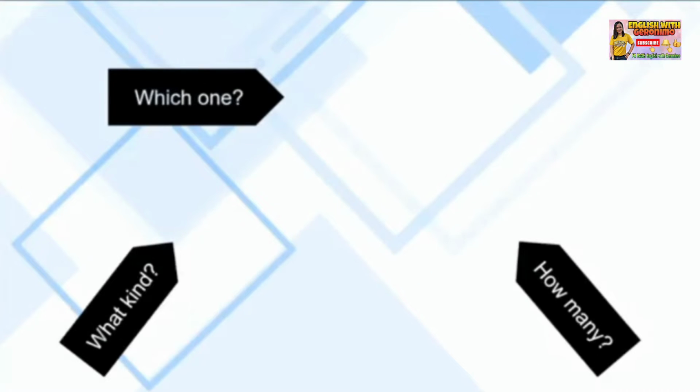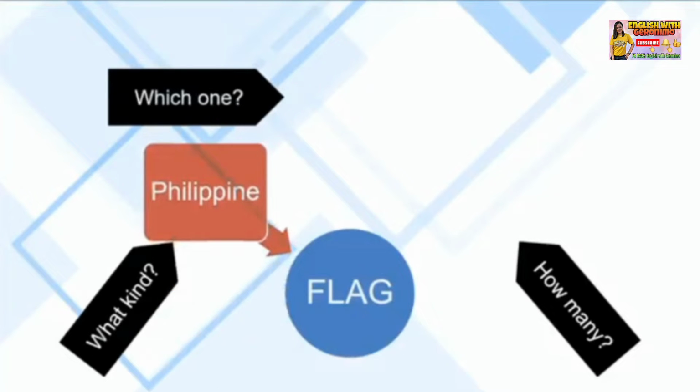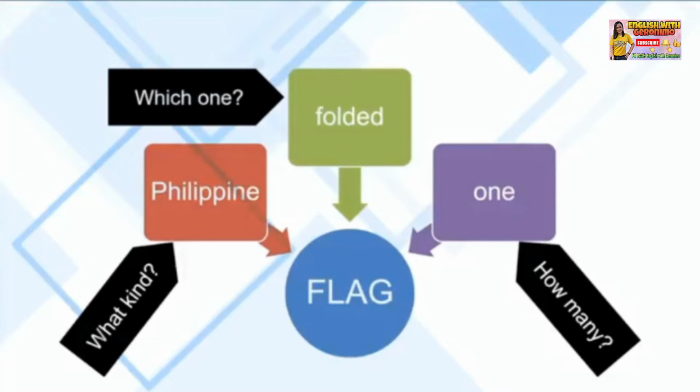Let us study how the following words can be described. Let us have the word flag as our first word. What kind? It may be a Philippine flag. Which one? It may be a folded flag. How many? It may be one.